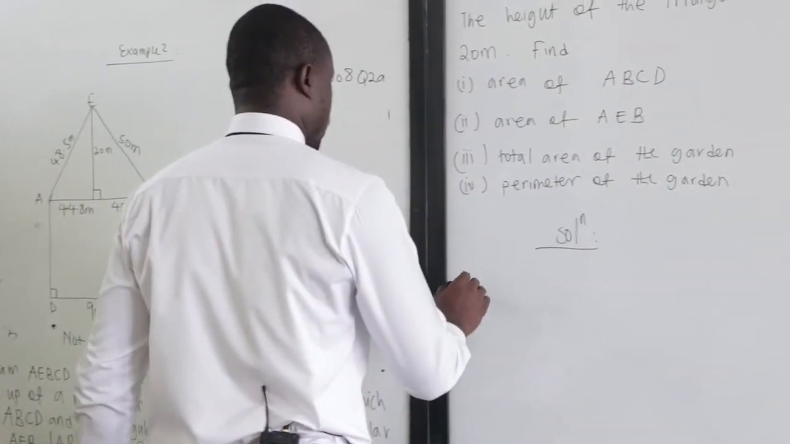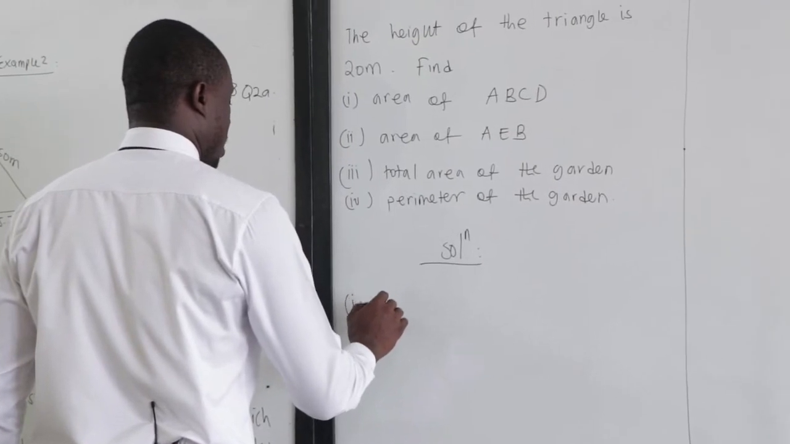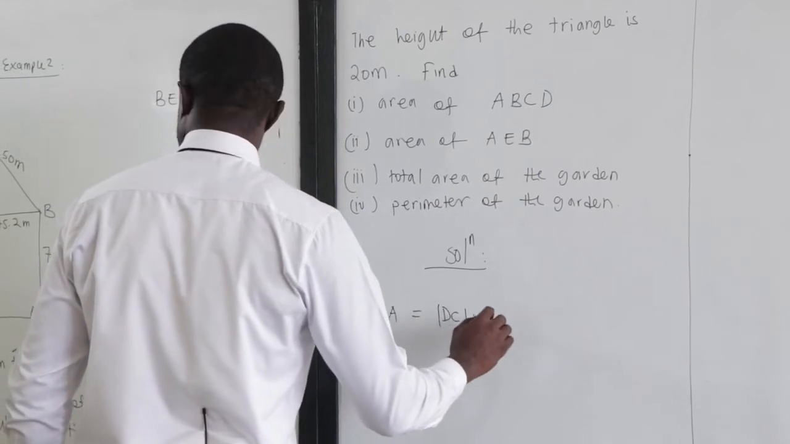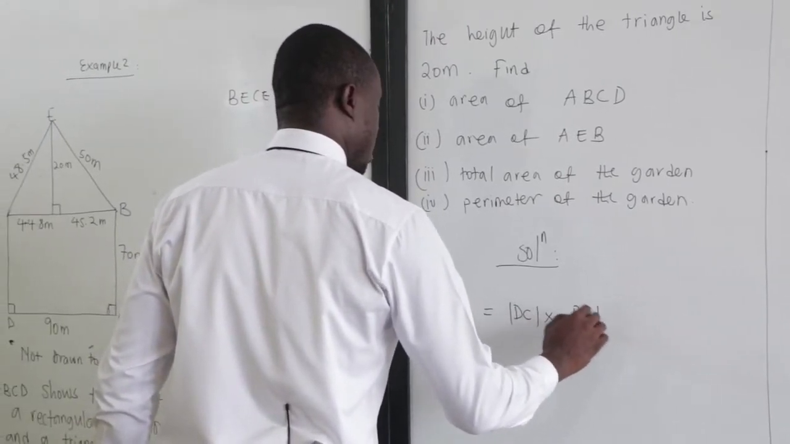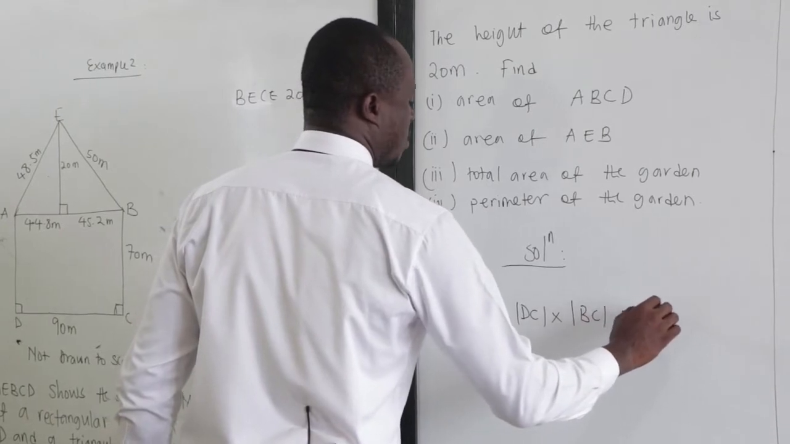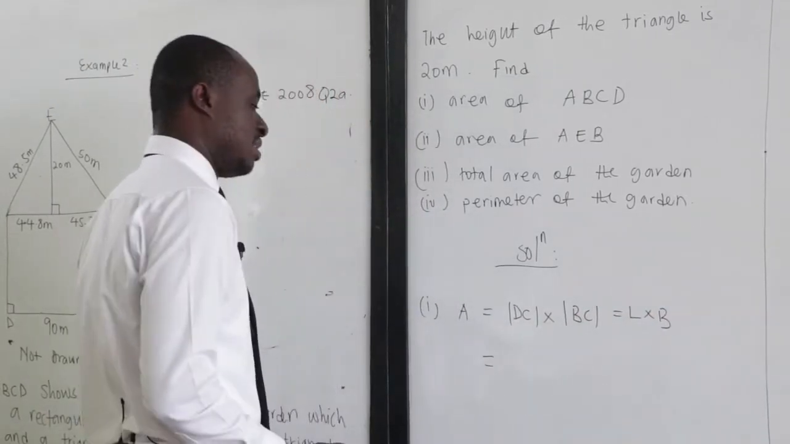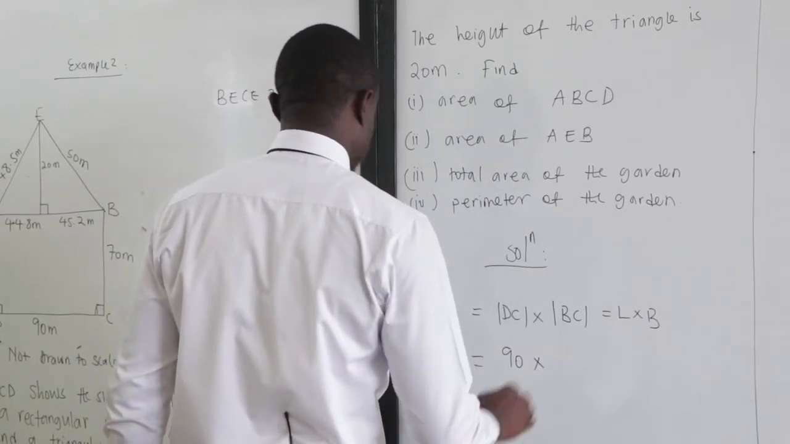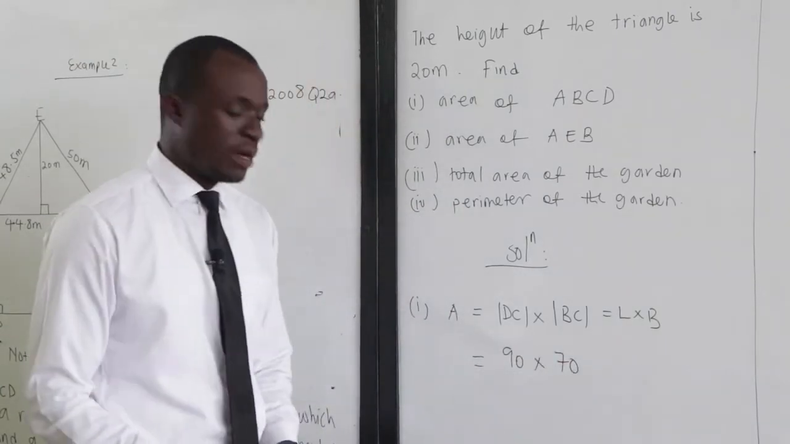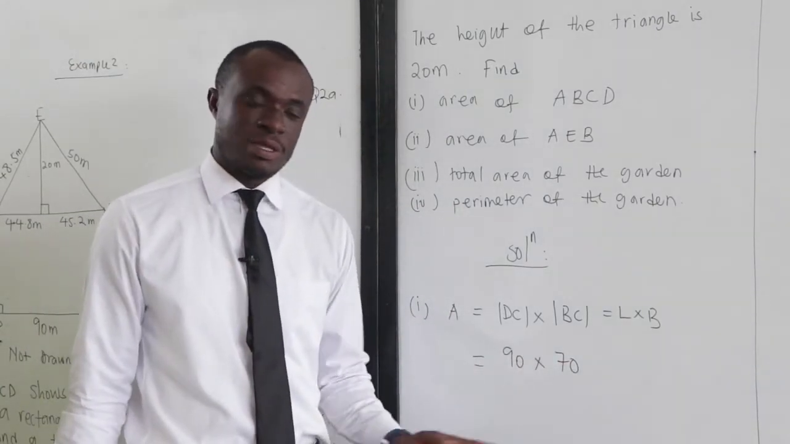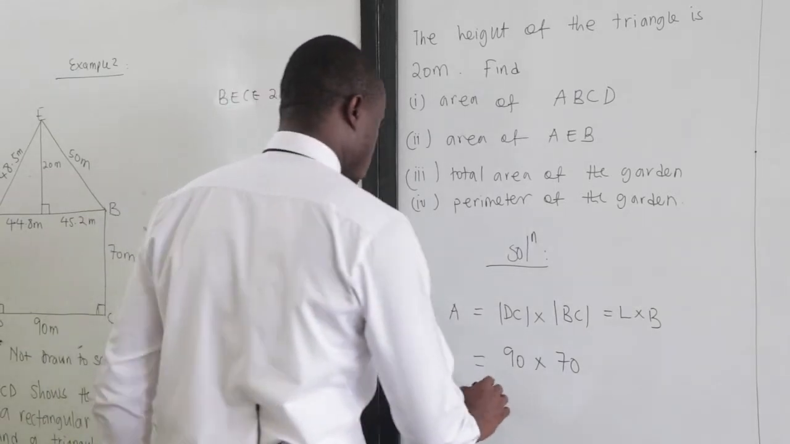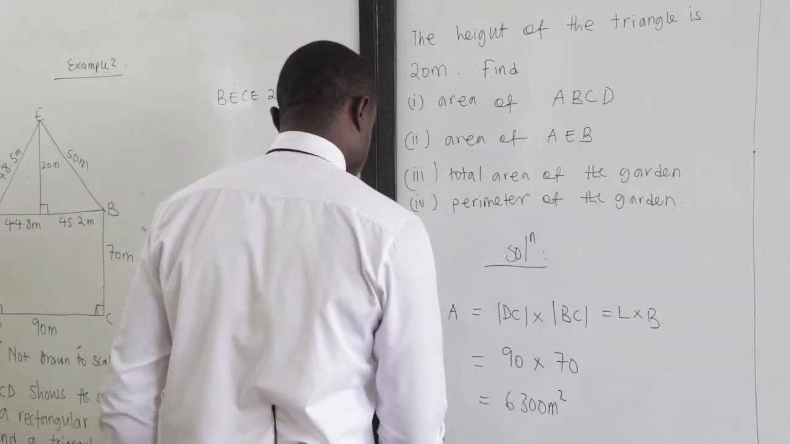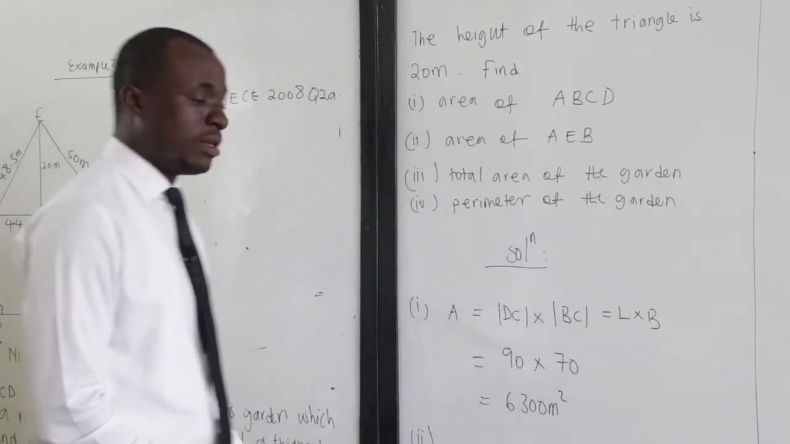So clearly, our area becomes what? DC times BC. That is, we know the length times breadth. Now, what is the DC? The DC is 90. What is the BC? BC is 70. Now, what is 9 times 7? 9 times 7 is 63, and then we add the 2 zeros. So that is 6,300. And then this is meters square, because it's area.